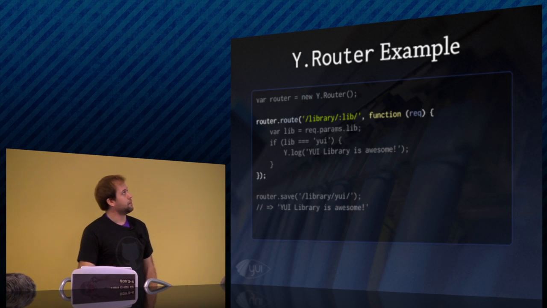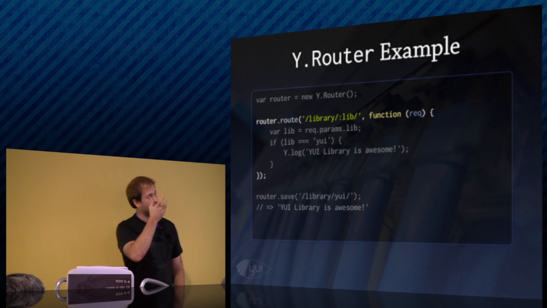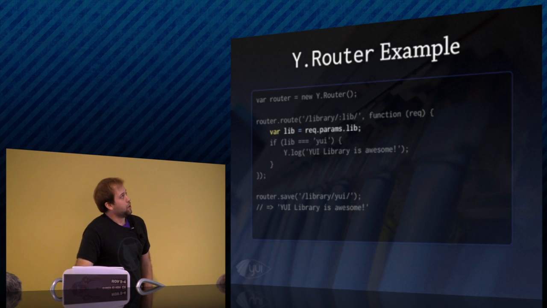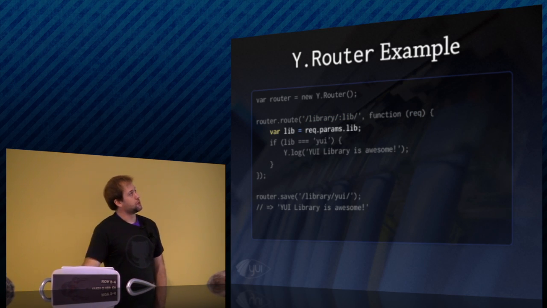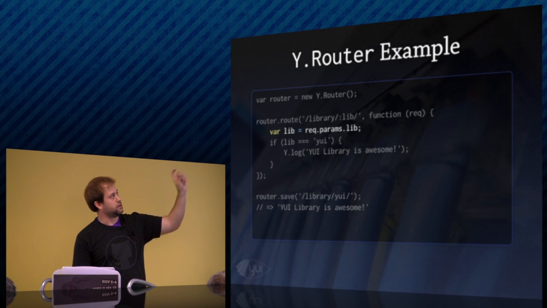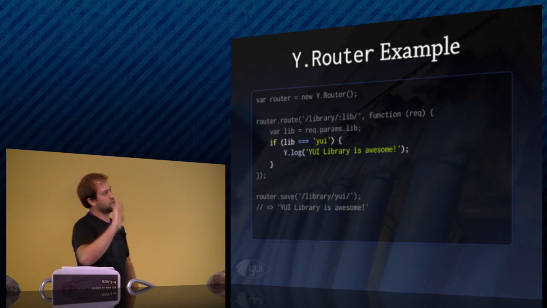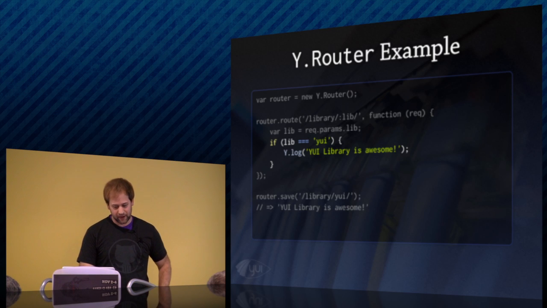And I'm telling the router to route any path that is /library/ and then this lib here is like a placeholder, or a variable you could think of, to this callback function. This callback function then is passed a request object. And what I can do is look at the parameters of this request object, which include this placeholder lib parameter from the URL. So I can get a reference to that. And then in this case, I see if the library equals YUI, then I can just log out to the console how awesome YUI is.